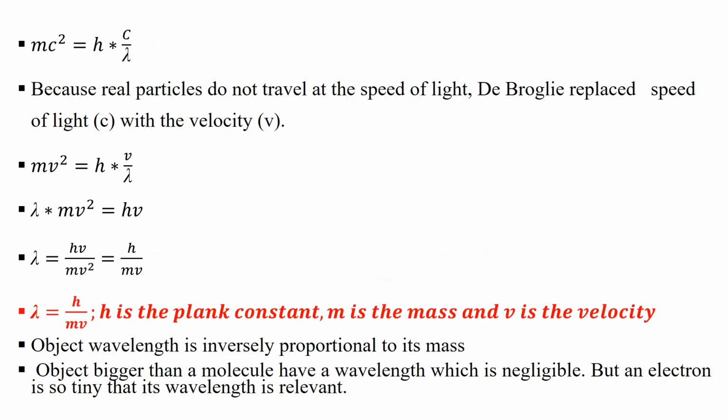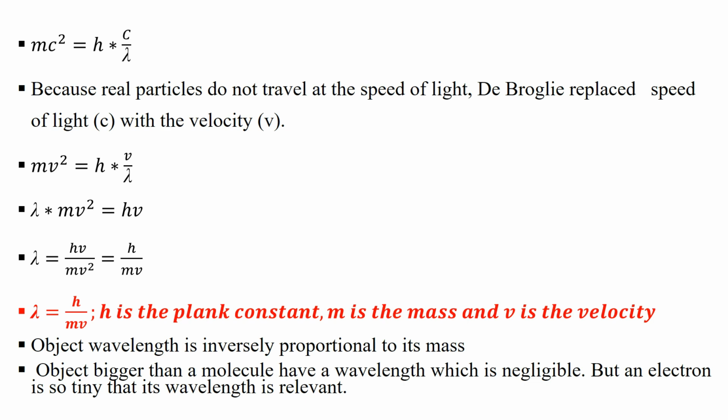Then, because in the equations of Albert Einstein and Max Planck there is the speed of light, and normally particles don't move at the speed of light, de Broglie replaced the speed of light with the velocity, and then he rearranged the terms. He calculated the wavelength, and he found that the wavelength equals h divided by mv, with h as the Planck constant, m as the mass of the particle, and v as the speed of the particle.